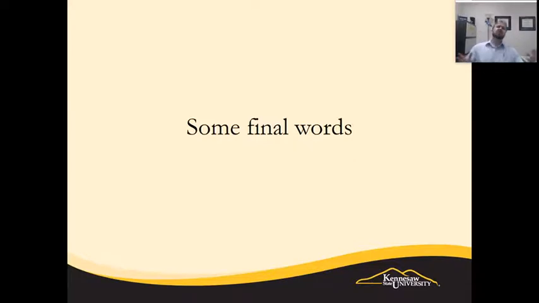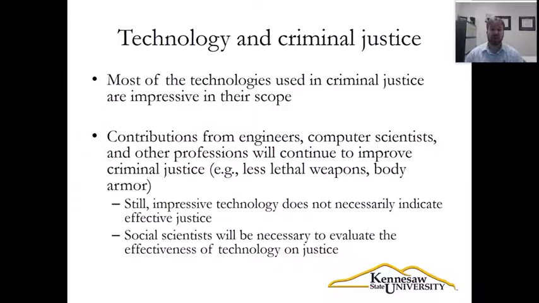So, just some final thoughts and words. Is this the last time I will talk to you all this semester, other than over email and everything? So, just some things to take away from the class. Some summarizing final thoughts. Most of the technologies that we've looked at in criminal justice are impressive in their scope, and they do a lot for us. There have been contributions from engineers, computer scientists, and other professions, and it'll continue to improve criminal justice as we see less lethal weapons, body armor, things like that. All this stuff is very impressive, and it's only going to continue to evolve.